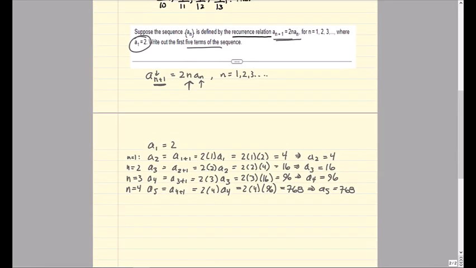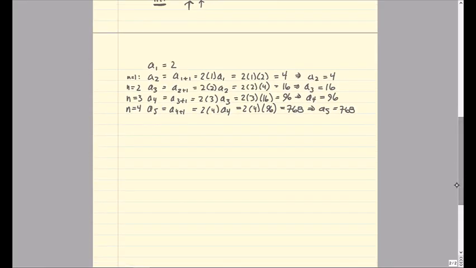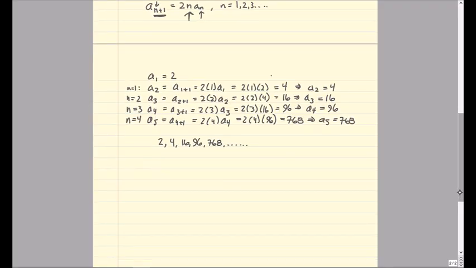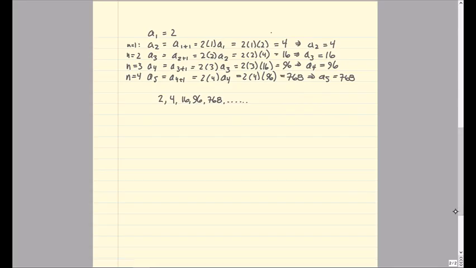So for the terms of this sequence, what I have here then is I start with 2, 4, 16, 96, 768, and of course this would continue on in the same pattern. And the pattern that it's continuing on in is 2n a sub n. So 2 times my current n times a sub n gives the term for n plus 1. So this one, the terms are definitely getting bigger, so I could think about these terms as diverging.